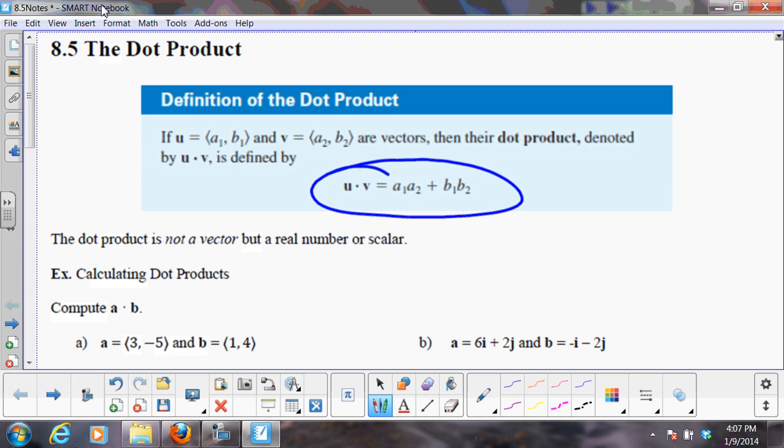The dot product is not a vector. It's a scalar. It's like an actual numerical value that we use to find other things. So the actual plain dot product alone has no meaning, but we use it in other formulas in a little bit.